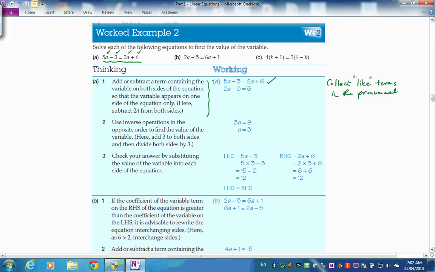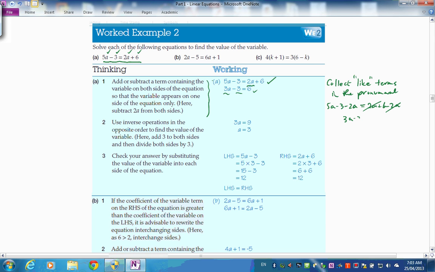Okay, so what are we going to do? Well, let's subtract 2a from both sides, and then we would have 3a take 3, and subtracting 2a from there, it would disappear and we'd be left with 6. Now you might like to put in the steps there. 5a take 3 take 2a equals 2a plus 6 take 2a. So that's sort of proving that it works.